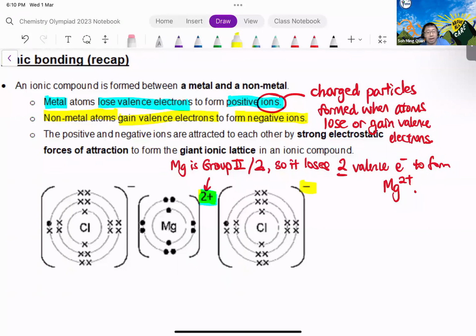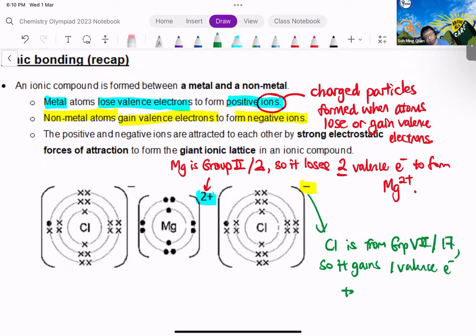How do I know that Cl is minus? How do I even work that out? I work that out based on chlorine's position. Chlorine is from group 7 or 17. Okay, give me a minute. Chlorine is from group 7 or 17. So it gains 1 valence electron to form Cl minus. Okay?